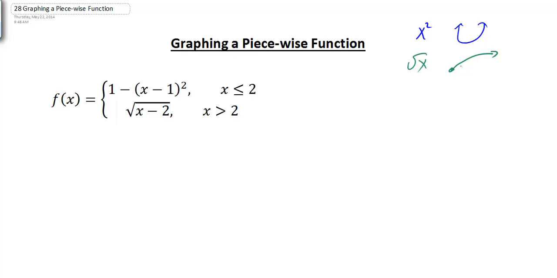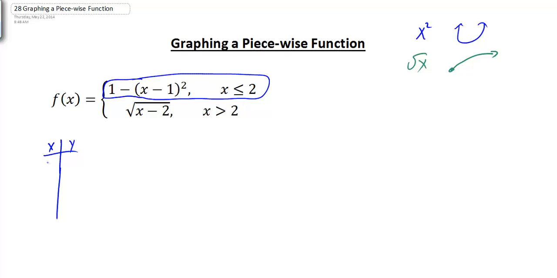So what we're doing is we're taking part of each of these functions and putting them together, and it's all going to be based on the restriction. So if we look here at the first function on top, the restriction is x must be less than or equal to 2. So let's go about coming up with some points to graph this part of our function. I'm just going to make a little chart just like you have in the past. And I'm going to pick values of x that are less than or equal to 2.